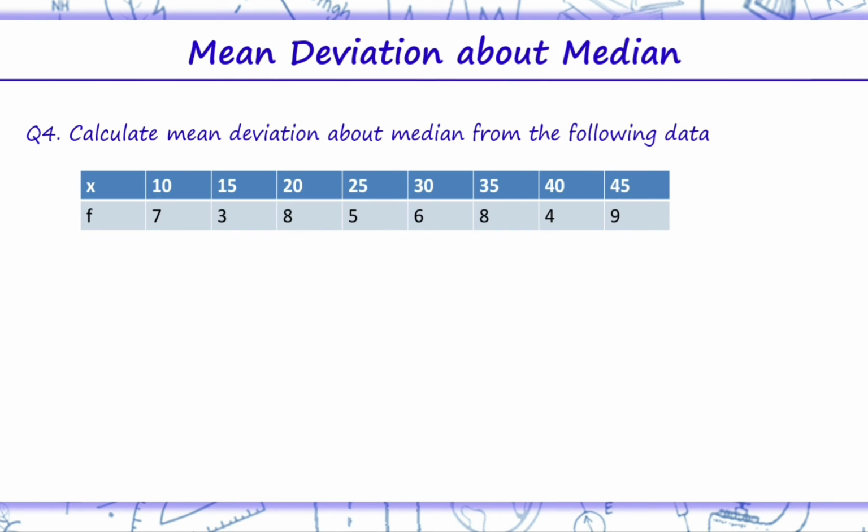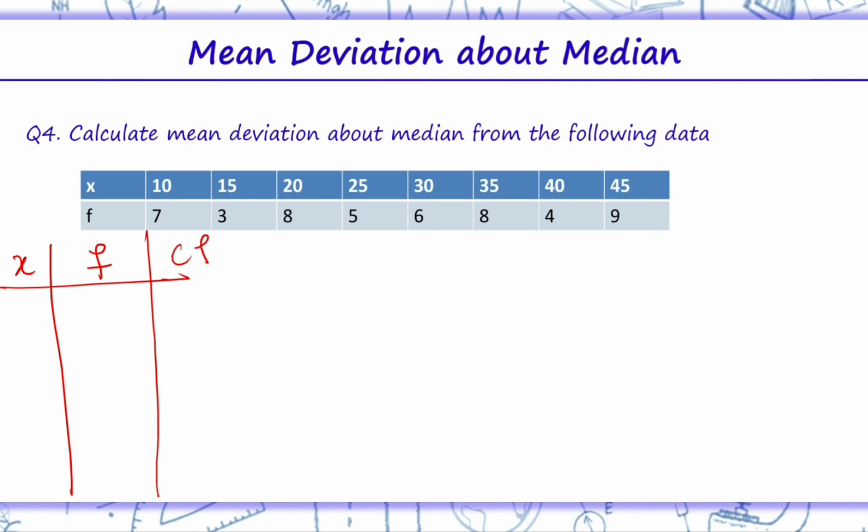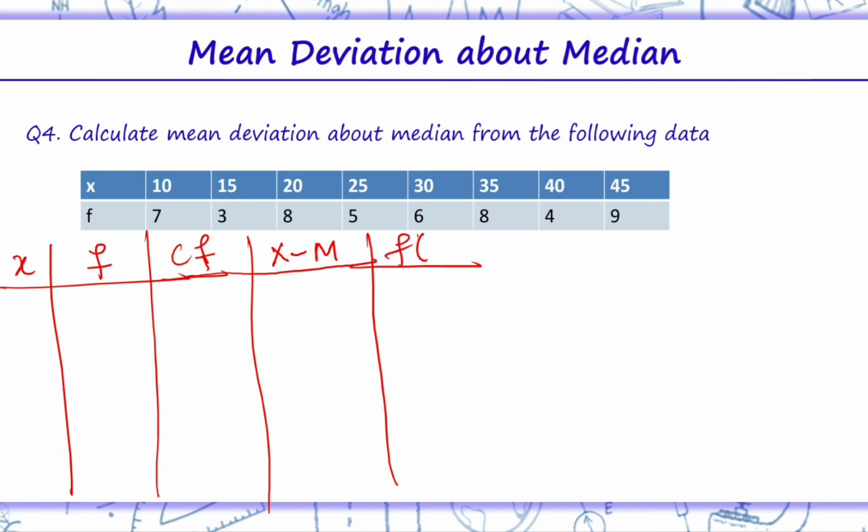Coming on to the next question, we have to calculate mean deviation about median. Now the data is given to us, and again we'll find the median. For calculating the median of this discrete frequency distribution, we first have to calculate cumulative frequency. So this is x and f given to us. We'll calculate cumulative frequency, then x minus median, and then f into mod of x minus median. I'm repeating again and again, this thing is in mod.